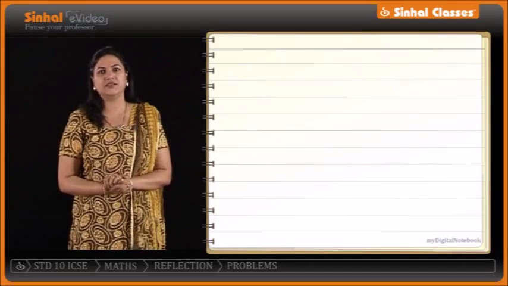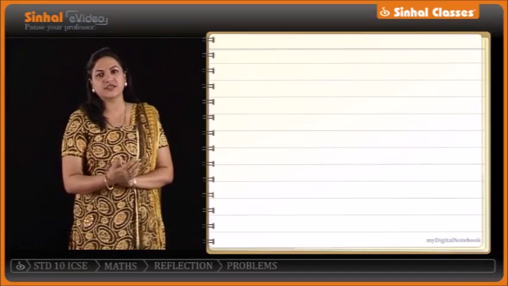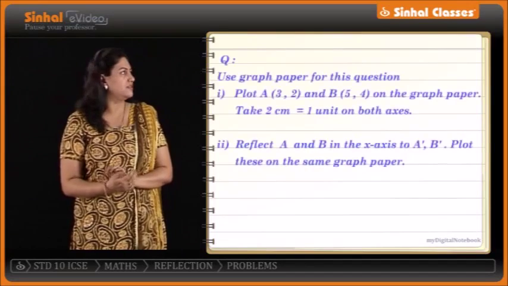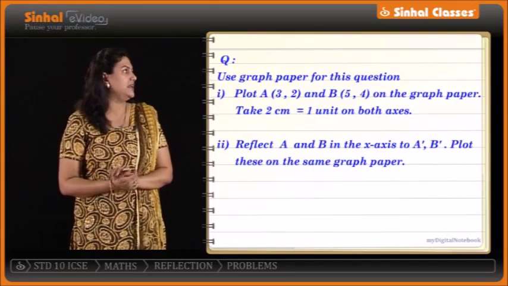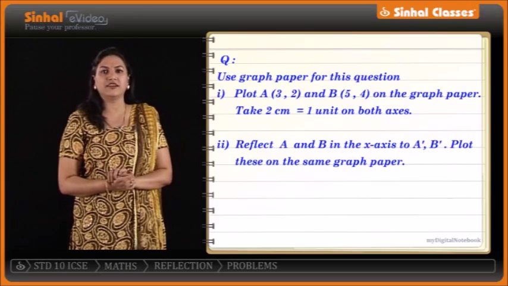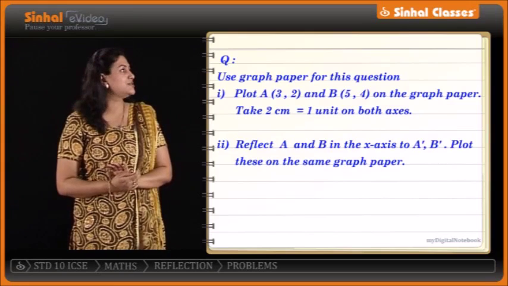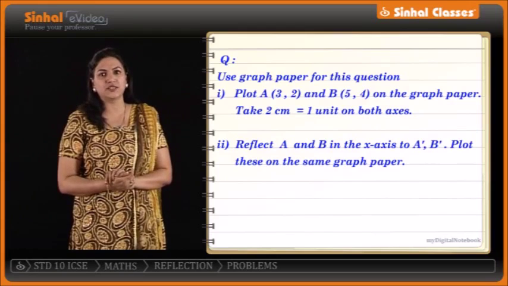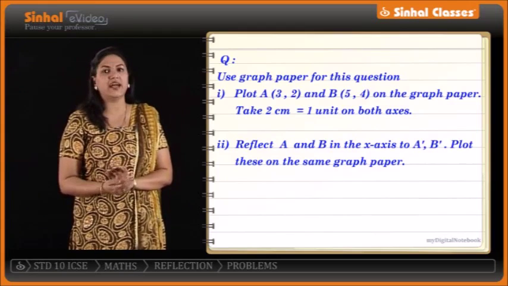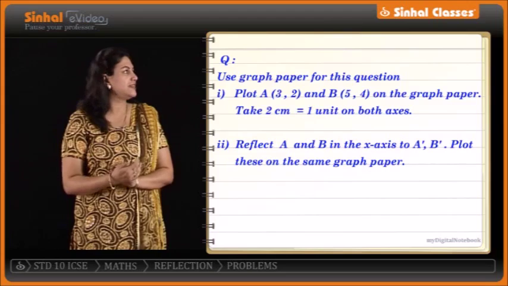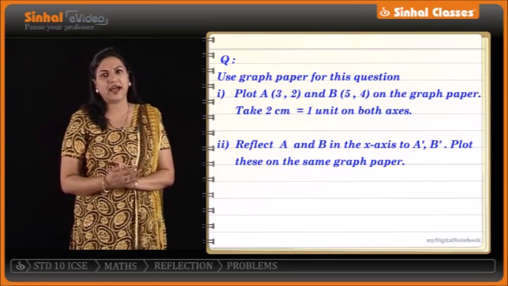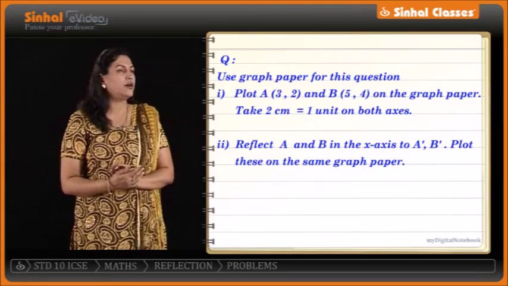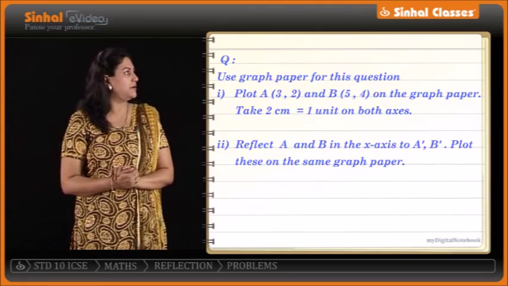Now in a question, we have to use graph paper for this question. Plot A (3, 2) and B (5, 4) on the graph paper. Use 2 centimeters equals 1 unit on both the axes. Reflect A and B in the x-axis to A dash, B dash. Plot these on the same graph paper.